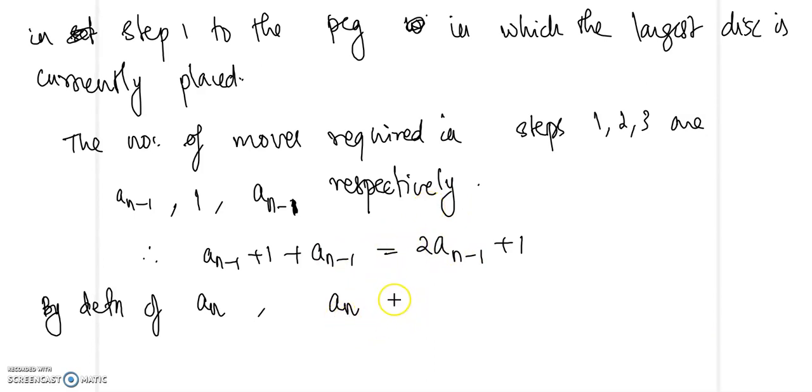So a_n will be less than or equal to 2a_{n-1} plus 1, because we do not know if this is the minimum number of moves. Now in our problem we need to show that a_n is greater than or equal to 2a_{n-1} plus 1. If so, we will get the result that a_n is equal to 2a_{n-1} plus 1.